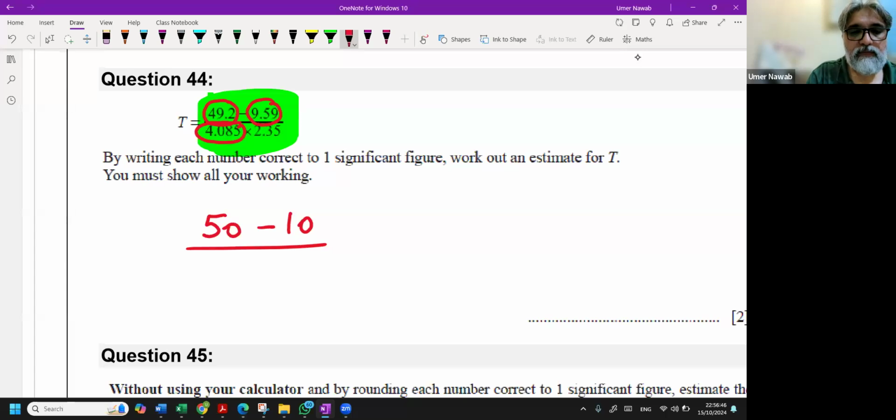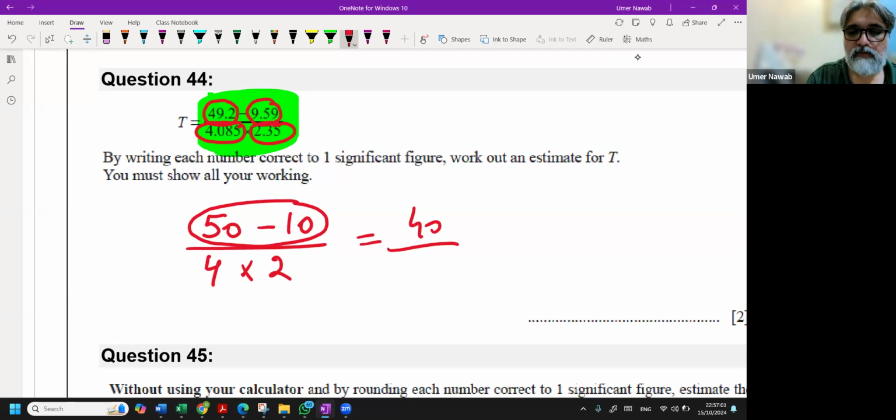4.085, when I turn it into one significant figure, changes to 4. 2.35, when I change it to one significant figure, is written as 2. So 40 minus 50 minus 10 is 40. 4 times 2 is 8, divided by 8, divided by 8, and the answer is 1.